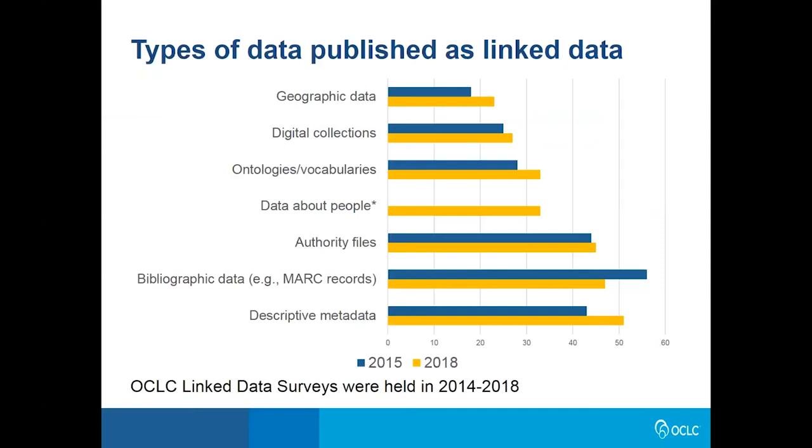And, well, this is an example from our international linked data survey of how libraries are publishing their data as linked data, in which areas. And you find that digital collections is not the largest area. Obviously, for libraries, bibliographic data and descriptive metadata will score higher, but still digital collections is there. It's there and it's growing.